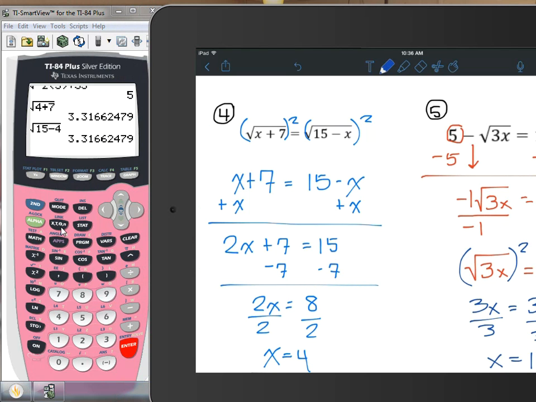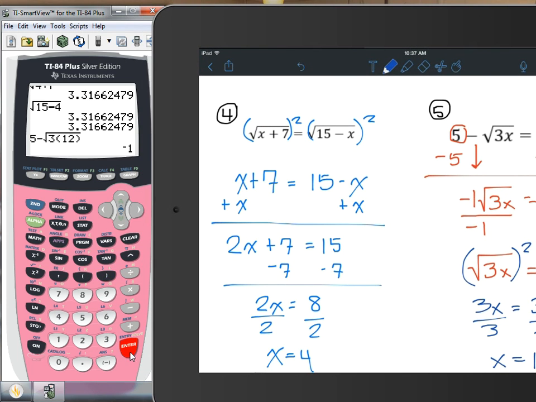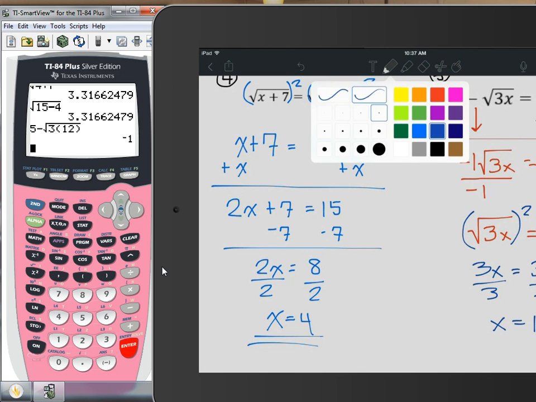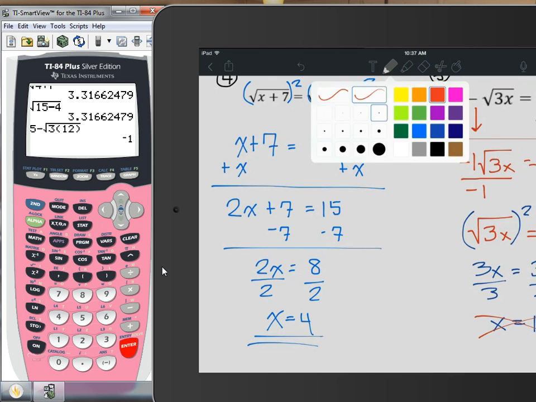So in my calculator, I'm going to type in 5 minus radical 3 times 12. Make sure that that was it, yeah. And I should get 11, and I don't. Okay? Alright, so we know that the only answer that we got is extraneous. So what we would have to write on this one is no solution.